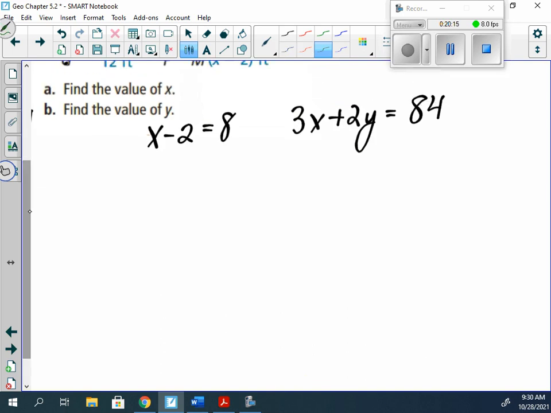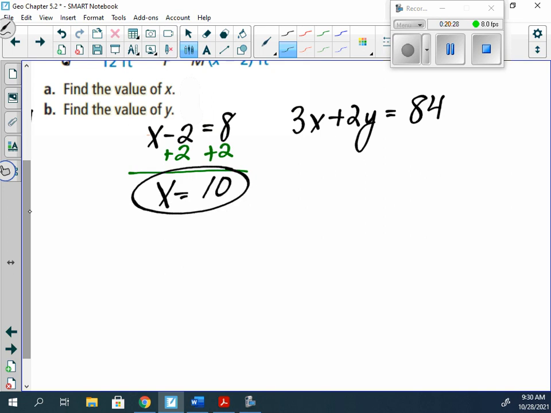So x minus 2 equals 8. What can we do first? We need to add 2 to get x by itself. And that tells me x is equal to 10. We got x by itself, so we're done. Any other questions on this here? Well, that means I can come over here and plug in 10.